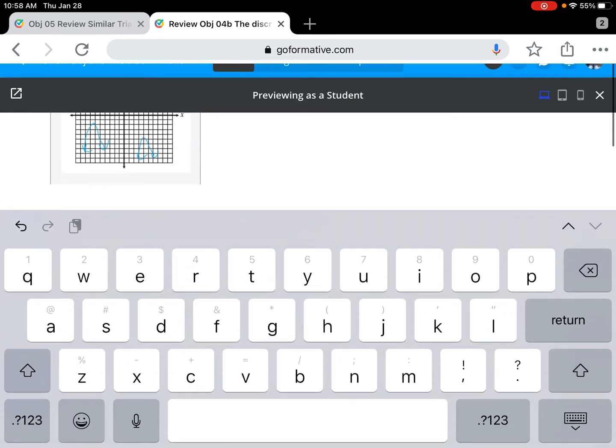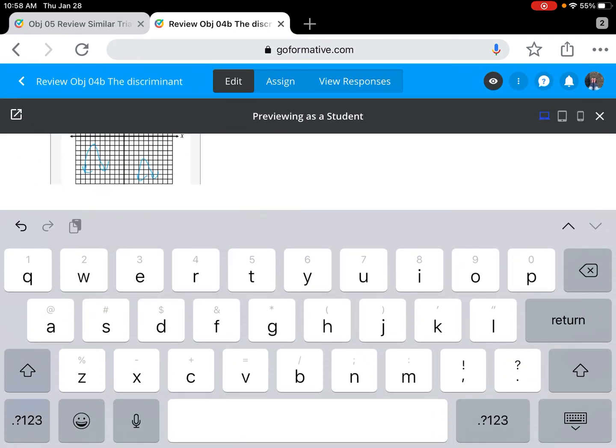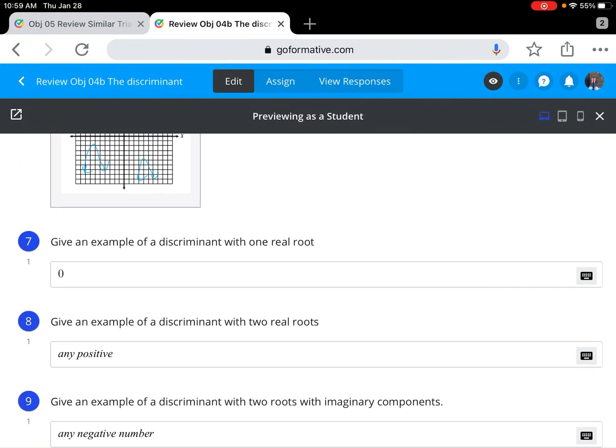And number 9, give an example of a discriminant with 2 imaginary roots. This would be any negative number. So you could have written any negative number in that.